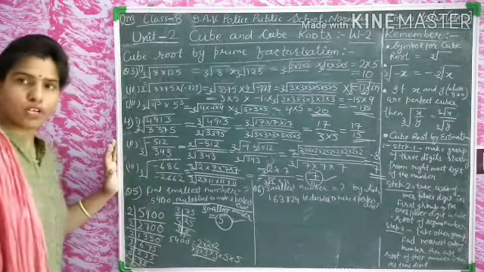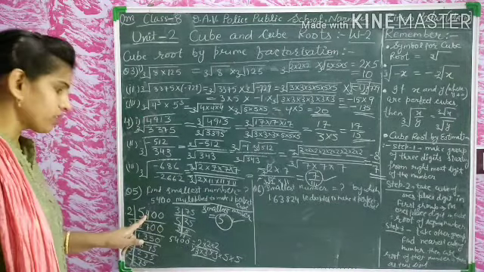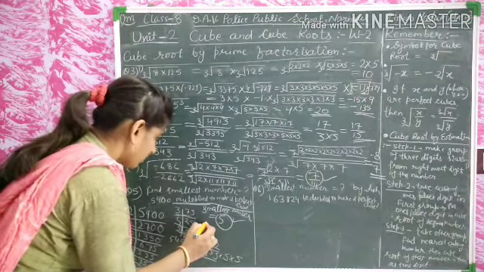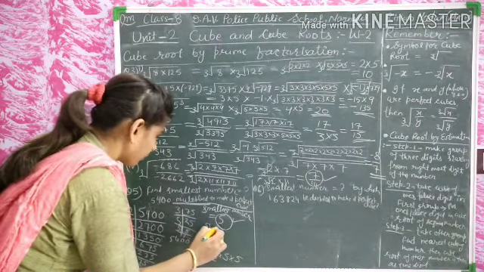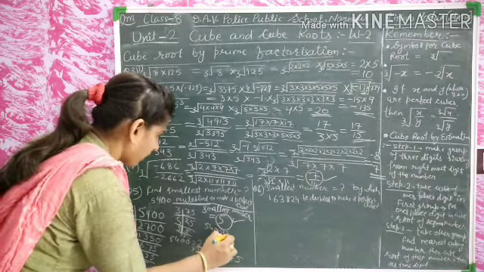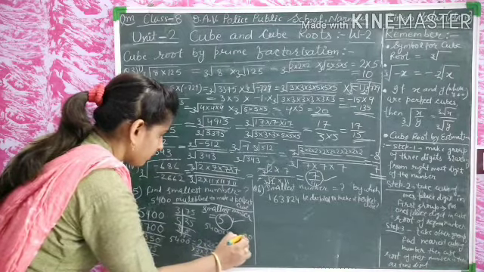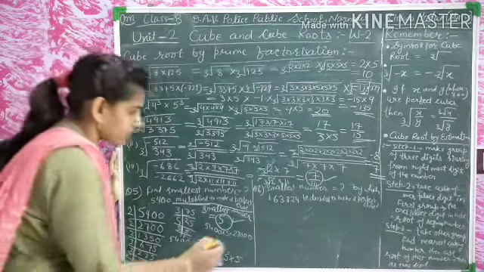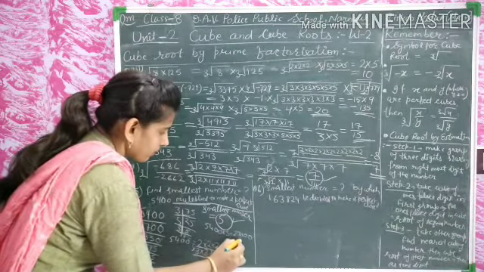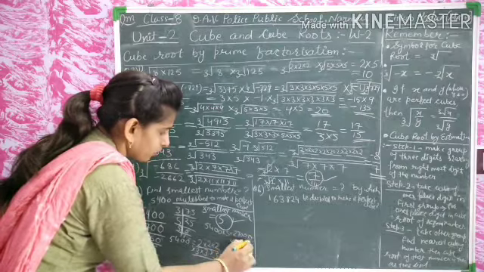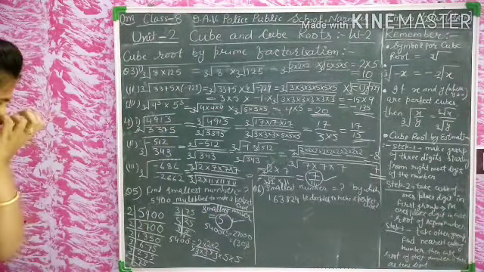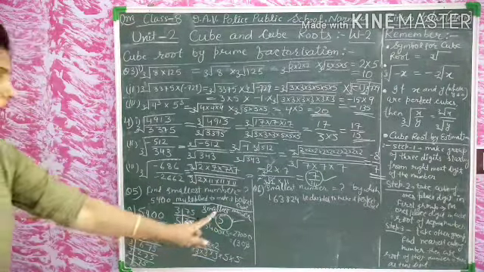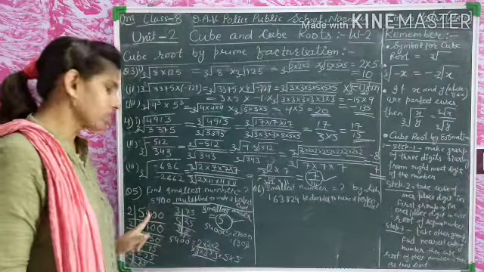5, if we multiply 5 to this number, then it becomes 5400 into 5, which equals 27,000. And this is the cube of 30. This is equal to this number. So students, this is the cube of this number after multiplying by 5 to this number.